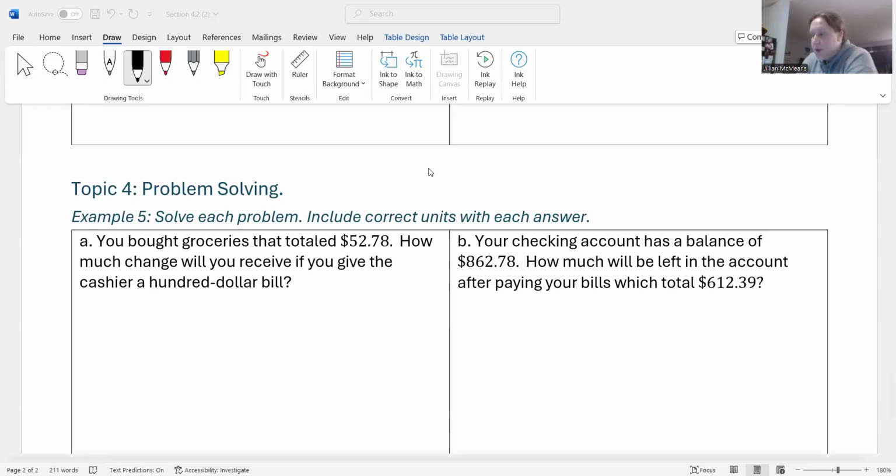Last up for this worksheet is topic 4, which is problem solving. A lot of times if you see problem solving or applications, you'll frequently see word problems. So that's what we're going to look at here. For example 5, it says solve each problem, include correct units with each answer.